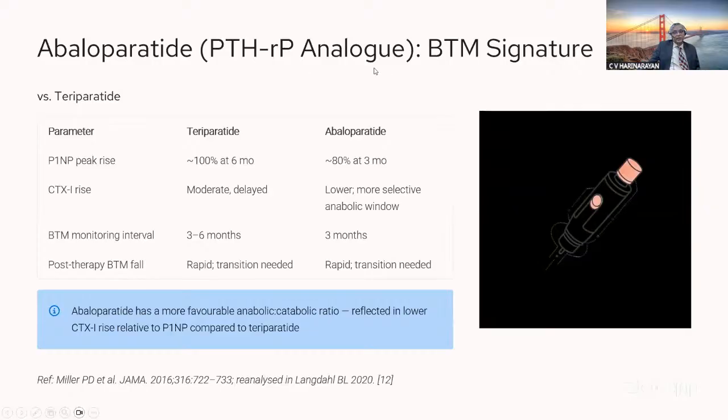Abaloparatide is a PTH1 receptor peptide analog. The BTM signatures will be totally different. You find the peak at the third month, whereas it plateaus at 6 months with teriparatide. Here, the CTX rise is moderate and delayed. Here, it will be low, a selective anabolic window. Monitor both at 3 to 6 months. Post therapy, bone turnover markers fall rapidly and transition is needed in both situations. Abaloparatide has a more favorable anabolic-catabolic ratio, reflected in a lower CTX rise relative to P1NP compared to teriparatide.